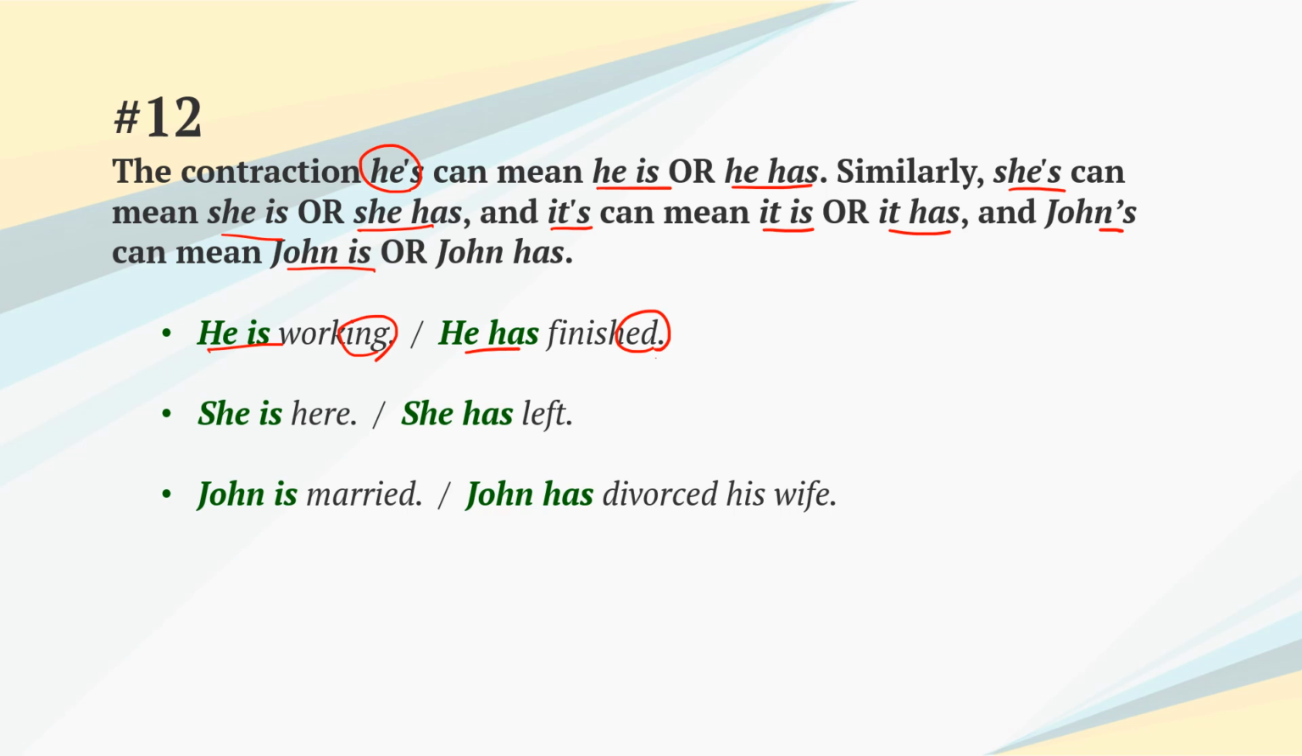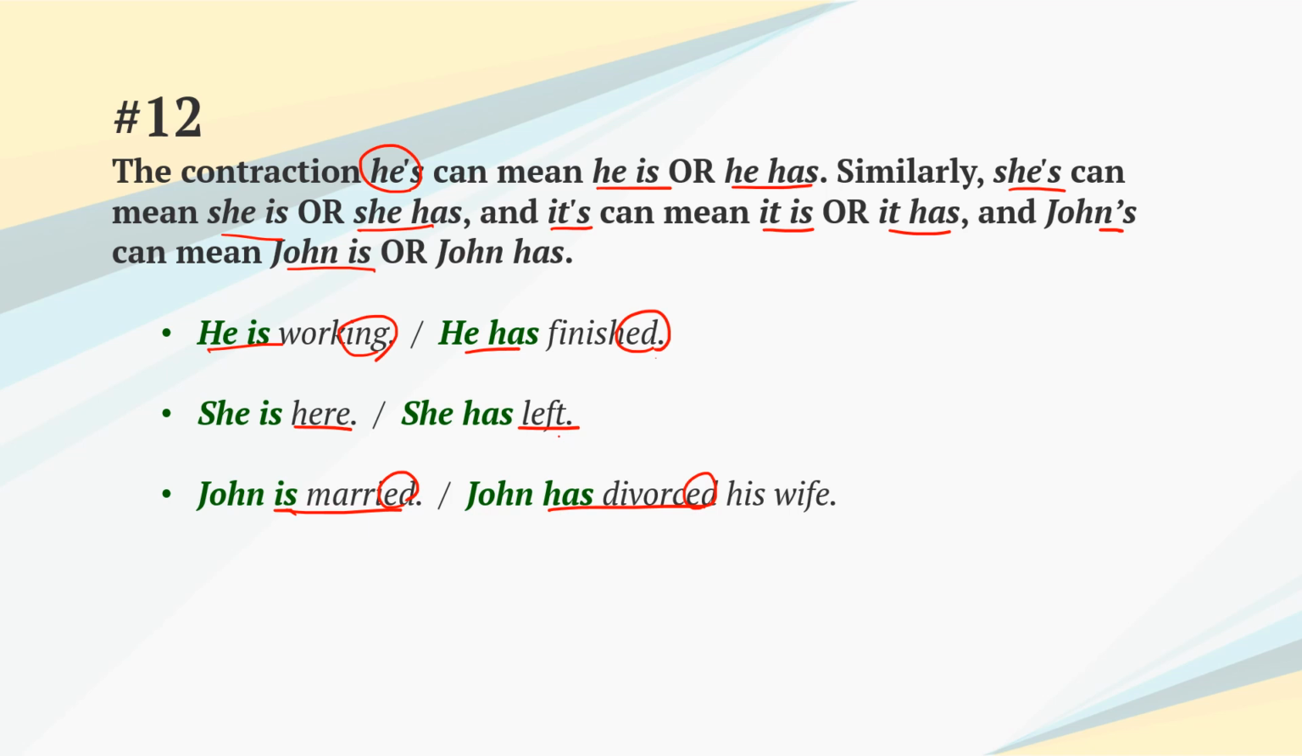She's here. So this is going to be just like an adverb. And then she's left. Again, this one is a past participle, so has. She's married. This one is a past participle, but it is working as an adjective. John's divorced his wife. This is a past participle, but this one is present perfect.